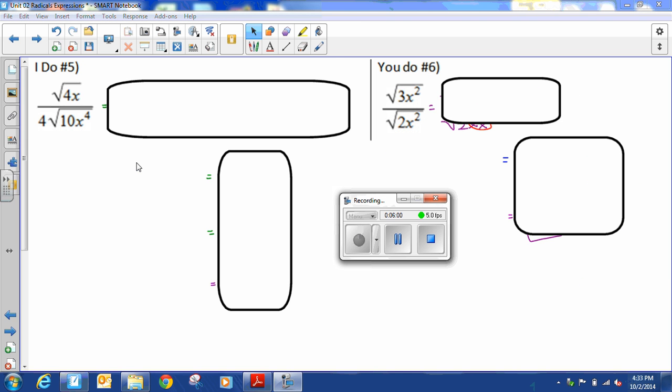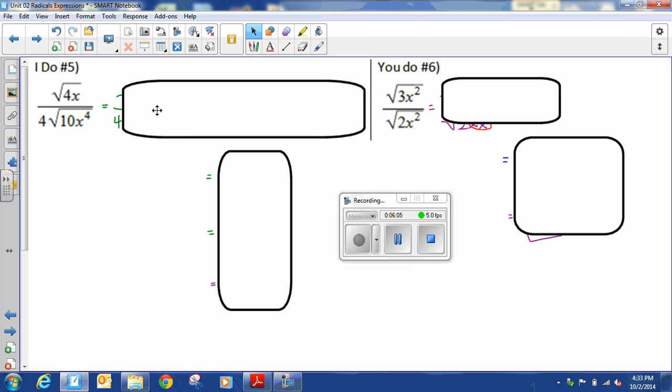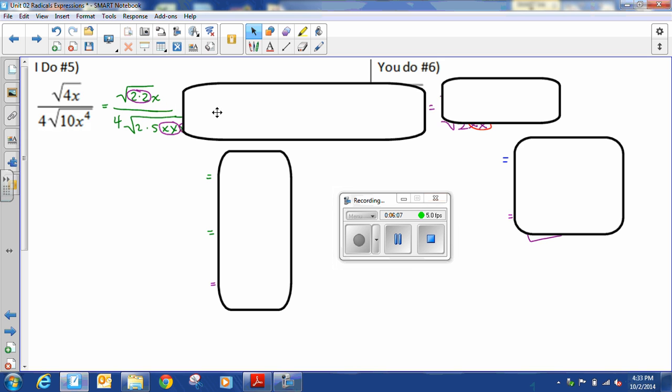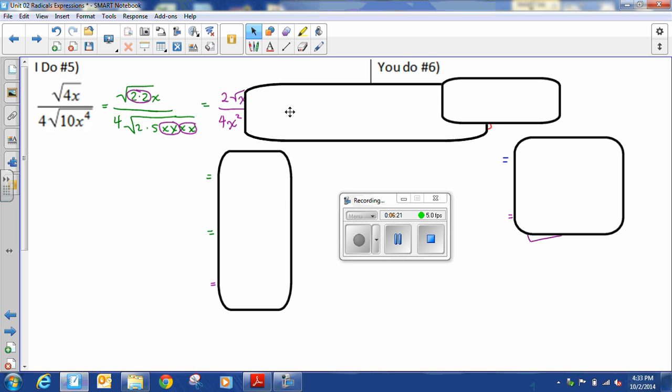Last two examples. I do number 5. This is radical 4x expanded out to 2 times 2 times x. And 4 radical 10x to the 4th power is expanded out to 4 times radical 2 times 5 times x, x, x, x. As you can see, we paired these up so that the 2 breaks out. And in the denominator, 2 of the x's have come out. So now we have 2 radical x over 4x squared radical 10.